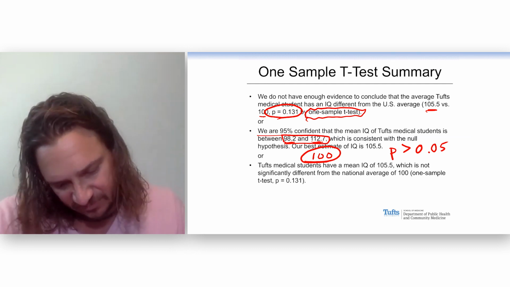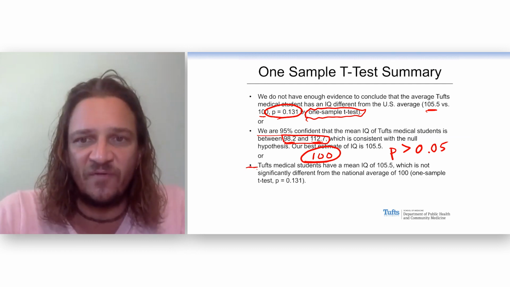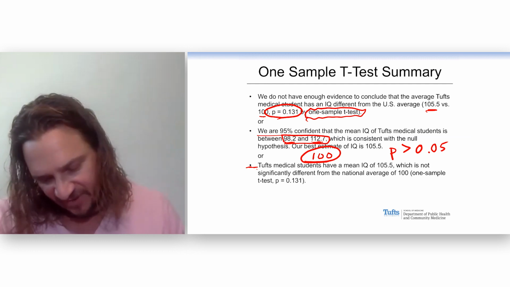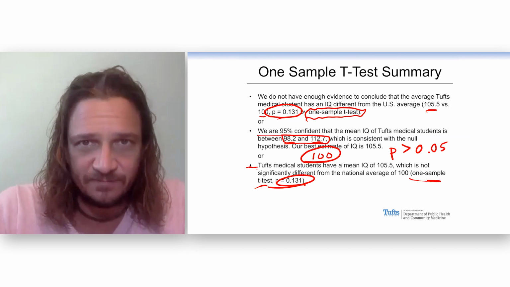Another way you can write it is just say Tufts Med students have an IQ of 105, which is not significantly different than the 100. And again, I give the name of the test, and I give my p-value.